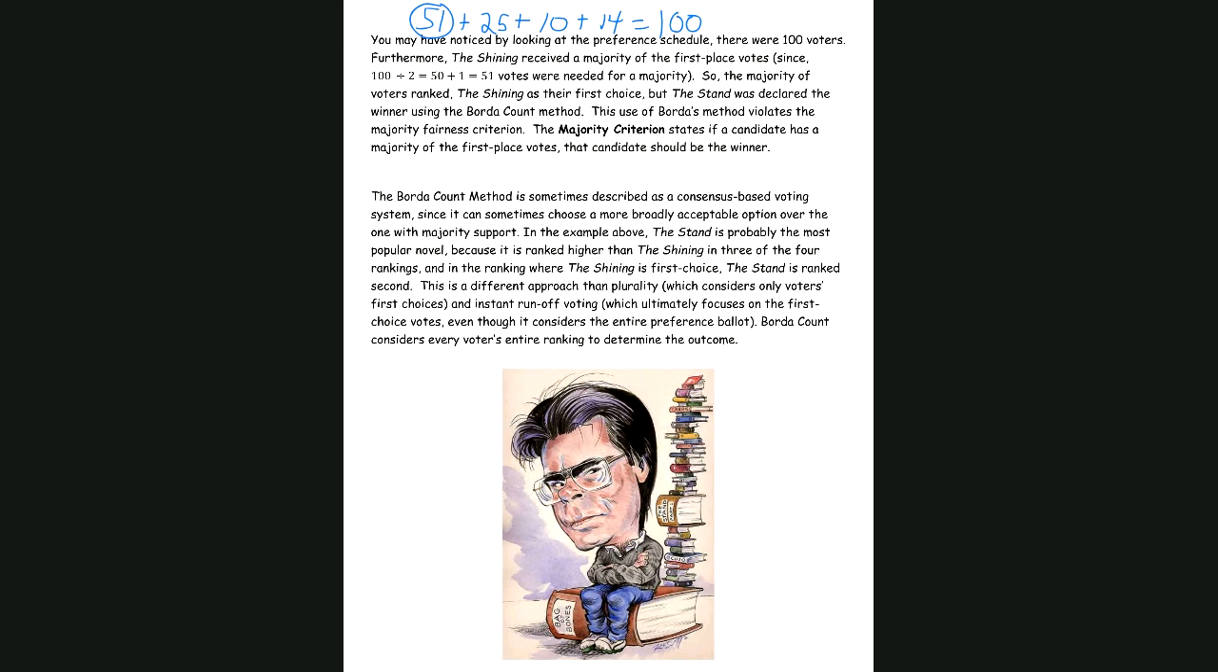All right, I didn't think that there's a picture of Stephen King for you, a caricature. I didn't think that we would need the whole time today, and we don't. So that's all that I have for you today.